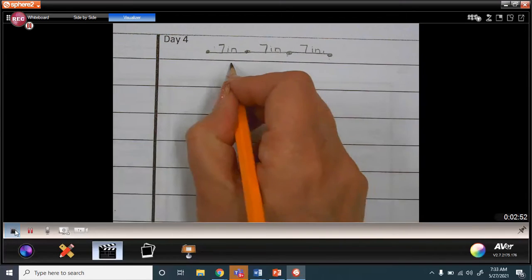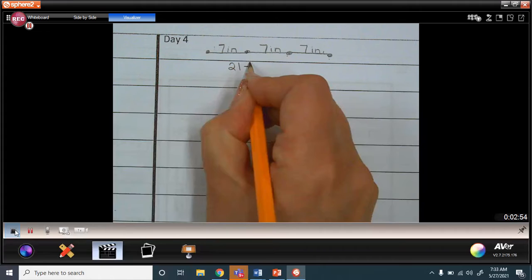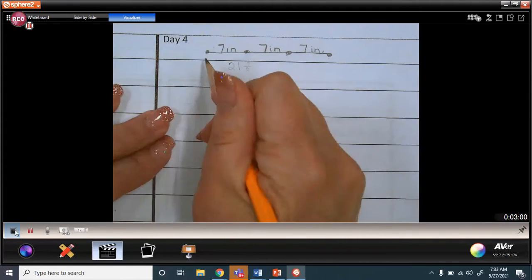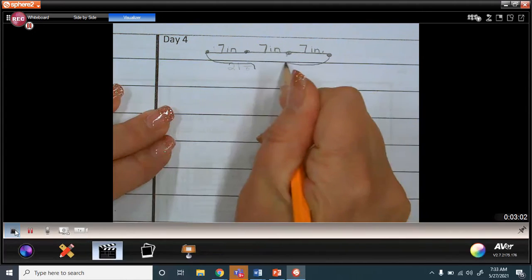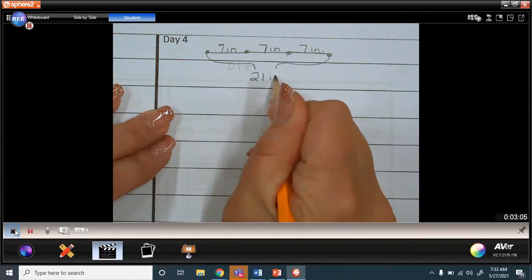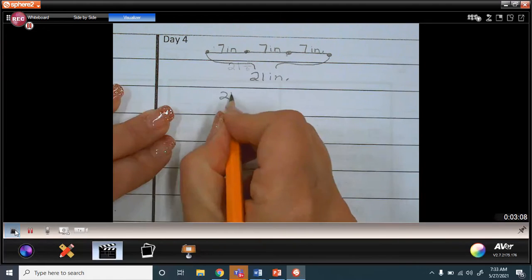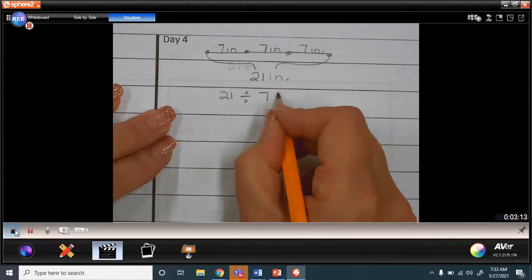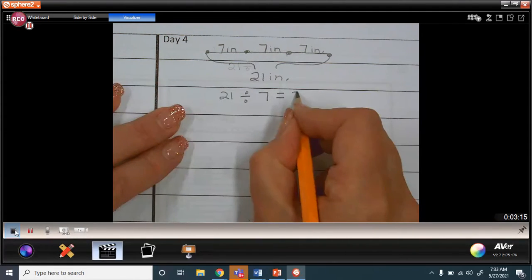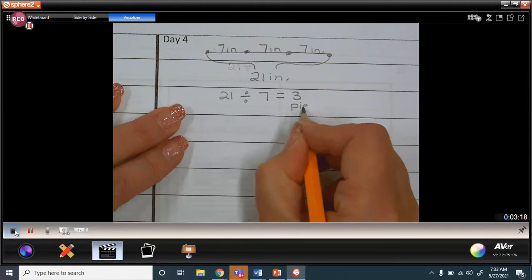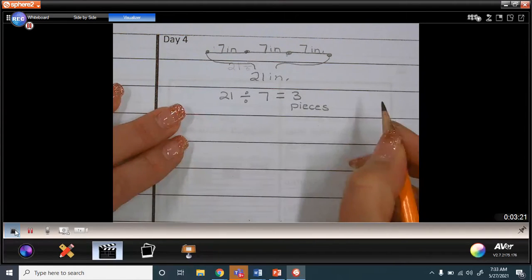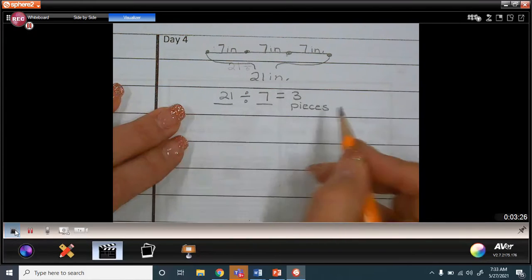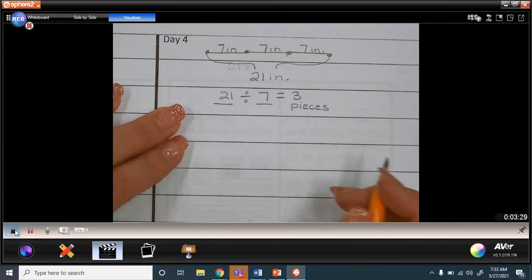right, 21. So when I take 21 inches of string, and I'm just going to show this as all 21 inches, right? This is the 21 inches of string. When I take that 21 inches of string and I partition it or group it into 7 equal groups, I ended up with 3 pieces of string. So I have my model here. I have my equation, which is 21 divided by 7 equals 3.